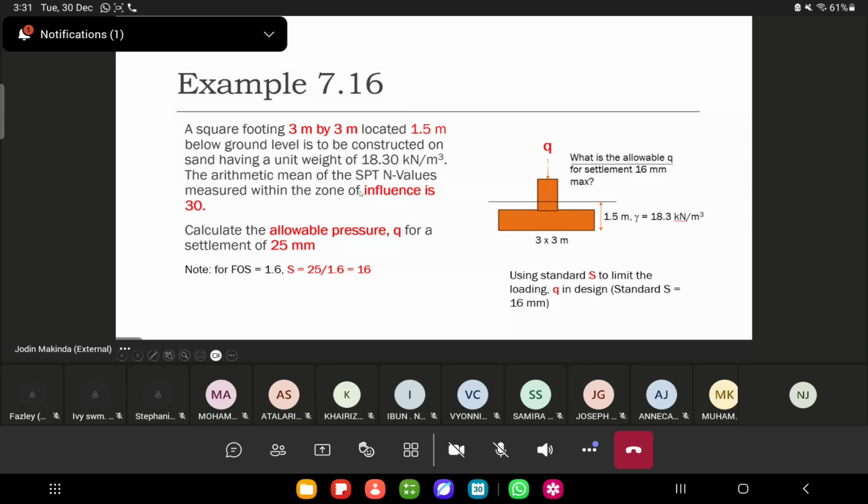Now, in this example, you have a foundation with depth 1.5 meter. The size is 3 by 3 footing, constructed on sand. Unit weight 18.3. SPT value 30. Okay. Calculate the allowable pressure Q for settlement of 25. If we are using factor of safety 1.6, the settlement is 25 divided by 1.6, which is 16.